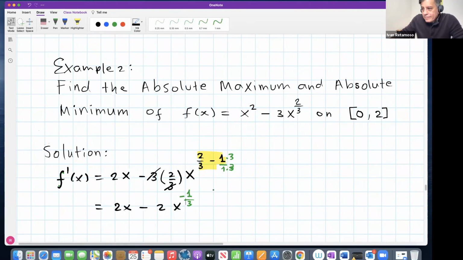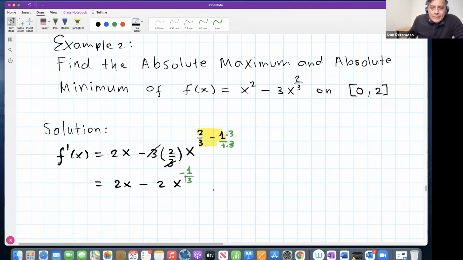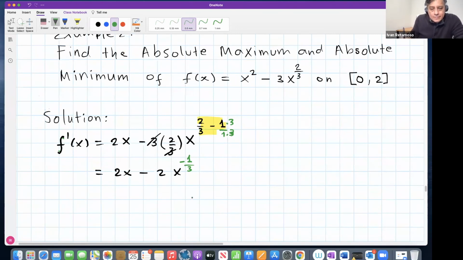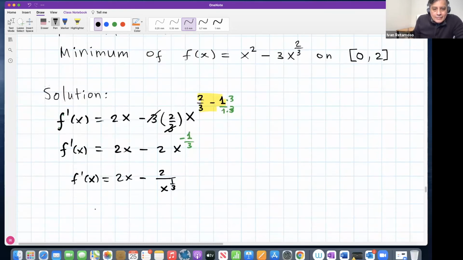Very good. Excellent. But now we are supposed to set this equal to 0. So in order to do that, allow me to rewrite this polynomial derivative as this: 2x minus 2 on the top, this x raised to 1/3 on the bottom. But x raised to 1/3, isn't it just cube root of x, right? So this should be what the derivative is, in a nice form.